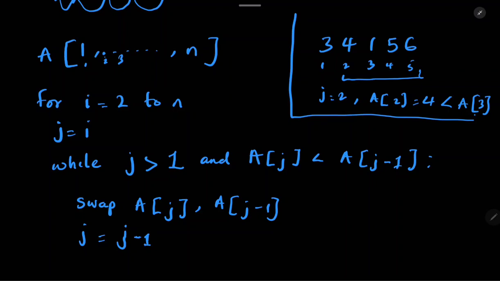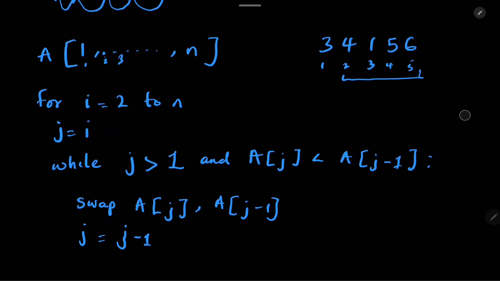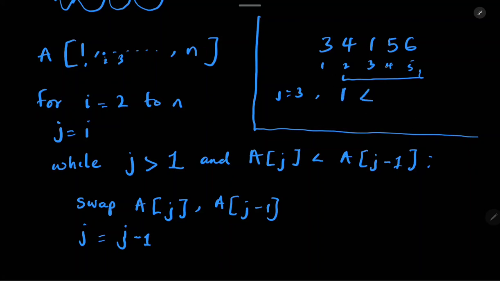Okay, so let's go to the next one. Let's say J equals 3. For J equals 3, let's see. J is greater than 1, which is correct, and AJ here is 1, less than AJ minus 1.